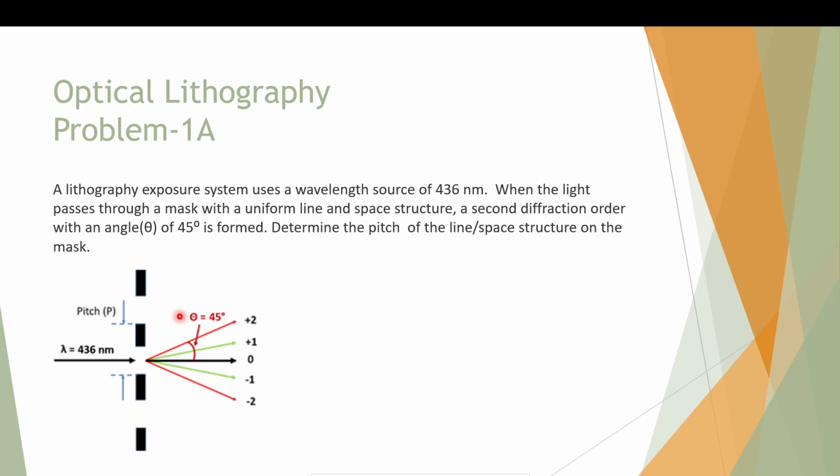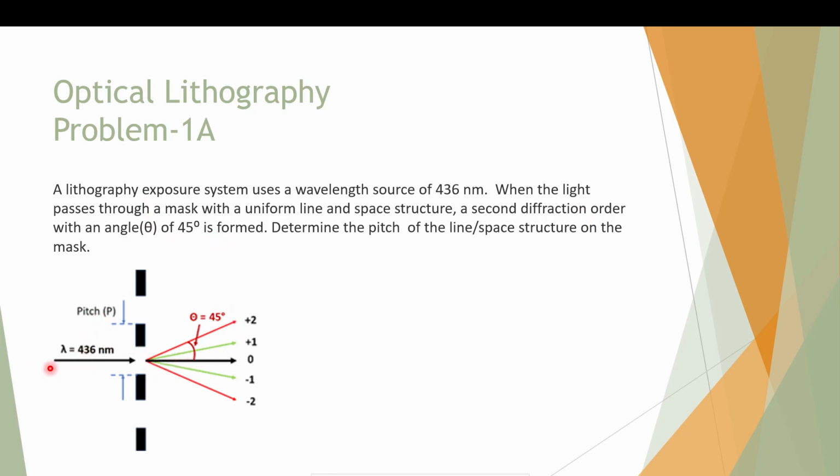The first problem is a previous year quiz problem. Let me read it. A lithography exposure system uses a wavelength source of 436 nanometer. When the light passes through a mask with a uniform line and space structure, a second diffraction order with an angle of 45 degree is formed.